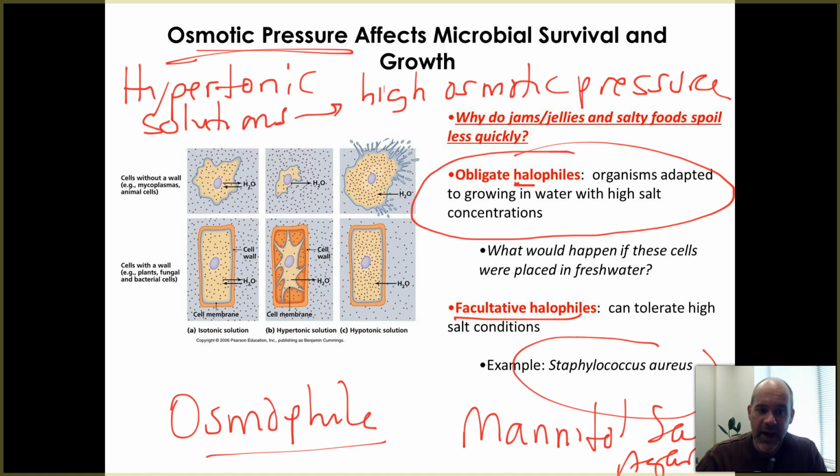It's sucking water out of the cell, so most microbes can't tolerate that. Staphylococcus bacteria can because they are facultative halophiles. They have methods for getting around those super high salt conditions and surviving, even though they're being exposed to them.